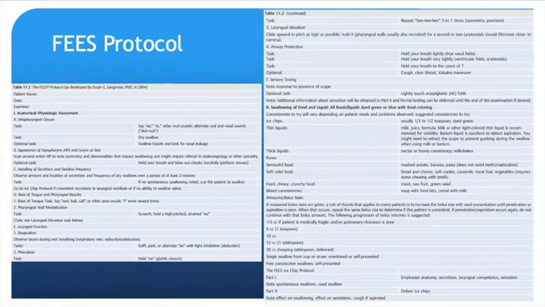So your book provides the FEES protocol as developed by Susan Langmore in 2004. It gives you a nice sequence here to follow. You can examine this at your leisure.